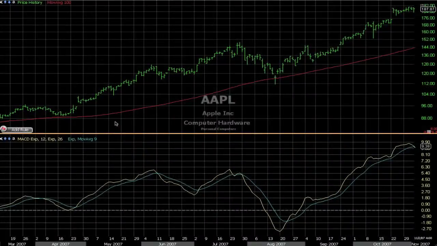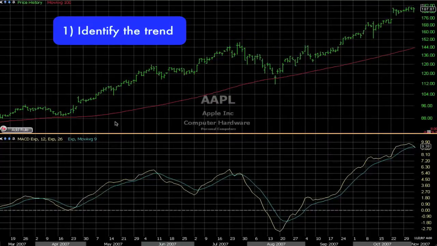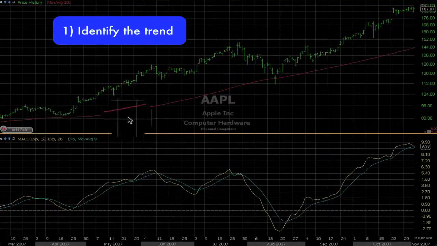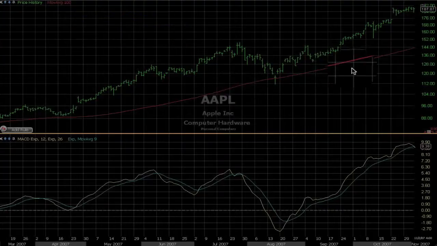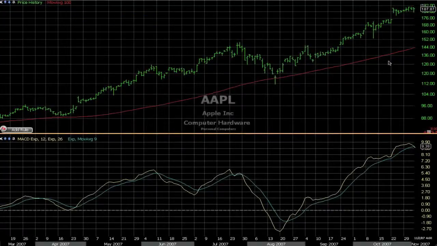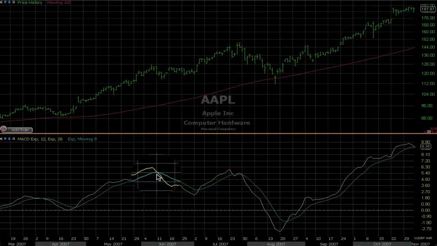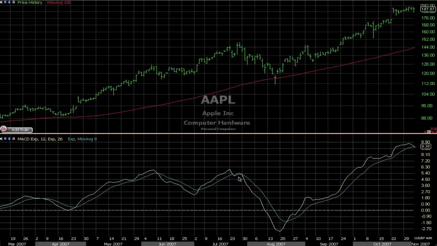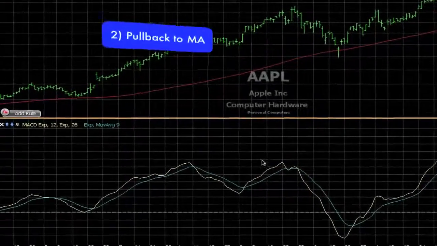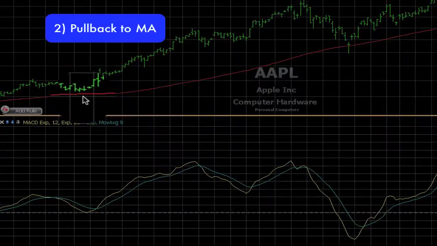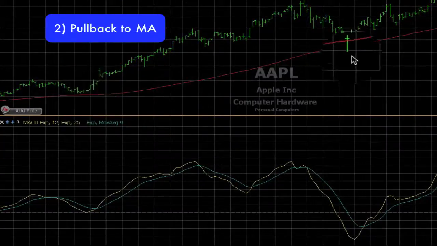Okay, now you know how the MACD works. So I'll show you how to enter using the MACD crossover of the trigger line. First, I identify the trend. I see that my MA is upsloping, so my trend is up. This means I will be ignoring MACD crossover of the trigger line to the downside, like this one and this one. Second, I'll be looking for pullbacks to the MA here and here.